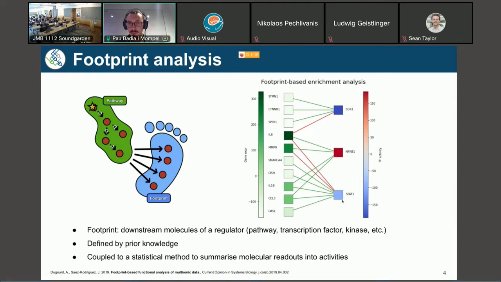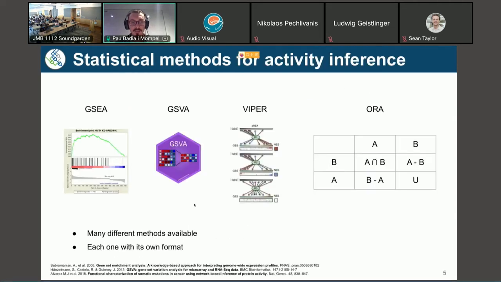In this case, for this very simple example, we use weighted sum, but obviously there are better statistical methods to estimate these activities. Some of them are very well known by the Bioconductor community, such as gene set enrichment analysis, GSVA, VIPER, overrepresentation analysis, and here I forgot to mention AUCell also. The problem with the implementation of these methods is that each one of them uses a specific format, so it's a little bit annoying to switch between methods in the same analysis.